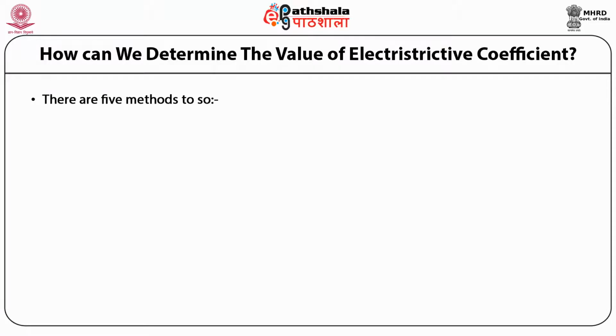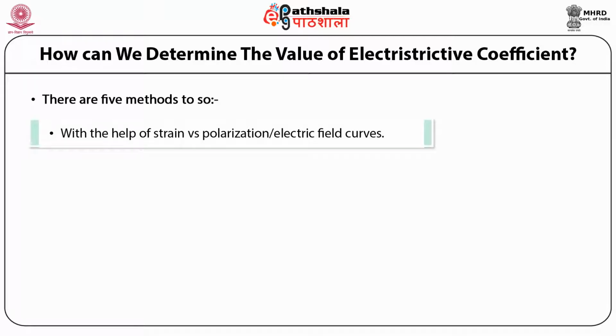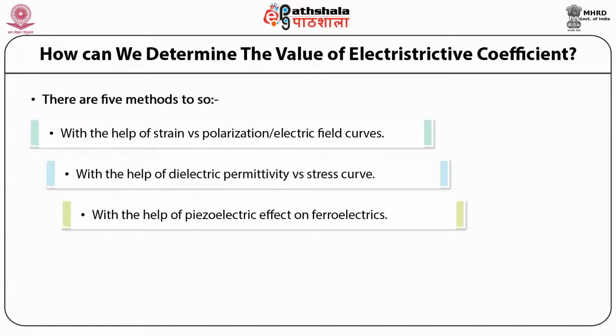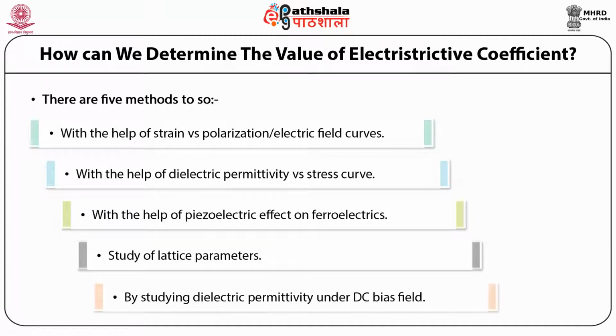So now let us discuss how we can determine the value of the electrostrictive coefficient. Five approaches have been proposed for the determination of electrostrictive coefficients. These are based on: number 1, strain polarization versus electric field curves; dielectric permittivity versus stress curves; the piezoelectric effect for the ferroelectrics; the lattice parameters; and the dielectric permittivity under DC biased electric field.